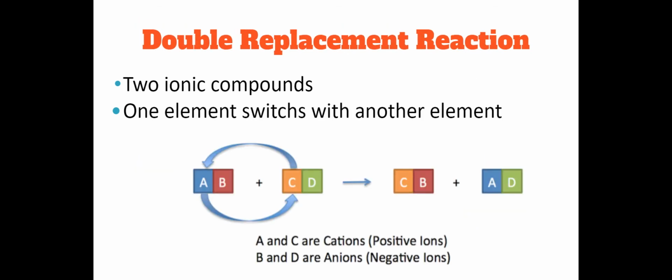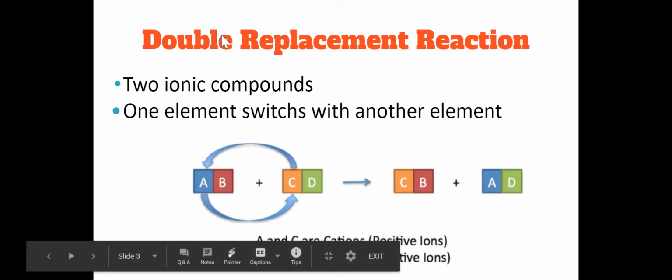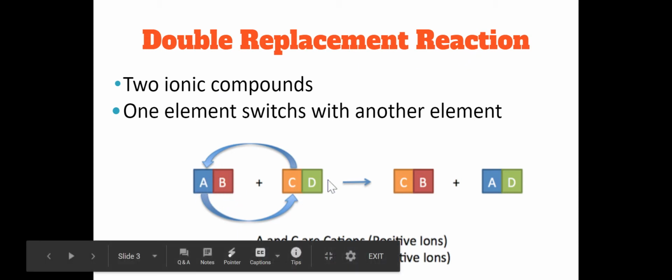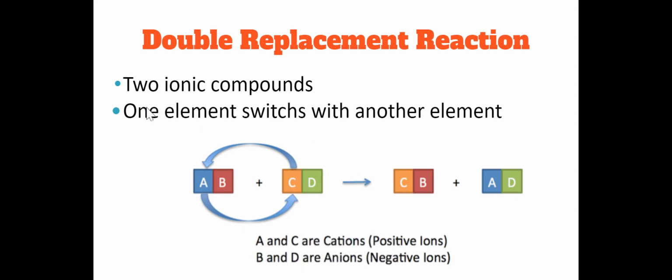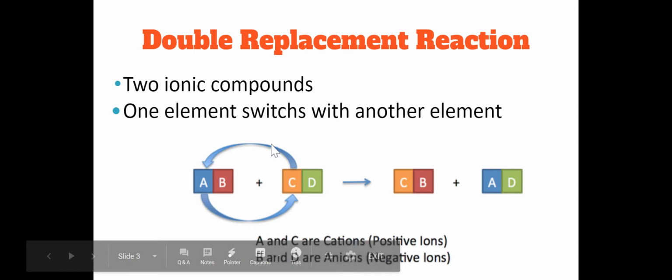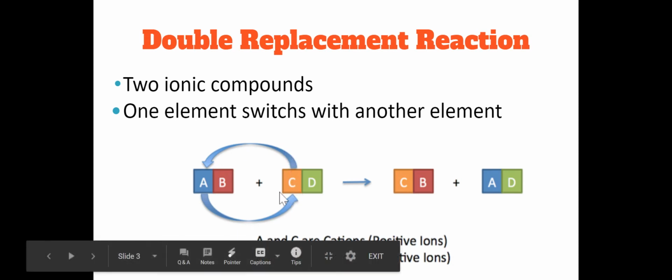What we're going to do today is go through the double replacement reaction. A double replacement reaction involves two ionic compounds. AB represents one, CD represents another one, and in this reaction, A, one element in this compound, will switch places with C in the other compound. So C pairs up with B, and A pairs up with D.